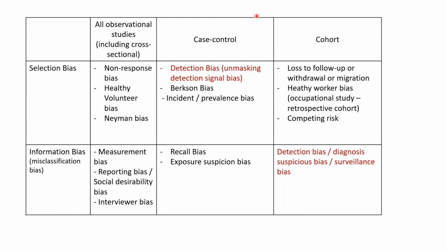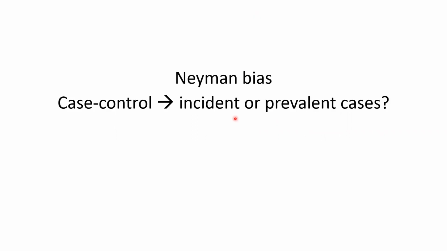Yes, it's clear. Okay, so let's go to Neyman bias, which in case control is called incident or prevalent cases. In your opinion, when we are doing case control, is it better to take cases that are incident, so recently diagnosed, or prevalent cases, so cases that were diagnosed a while ago? Let's say that I'm doing a case control about incident cases to avoid recall bias. Okay, incident cases. Does someone else have another suggestion?